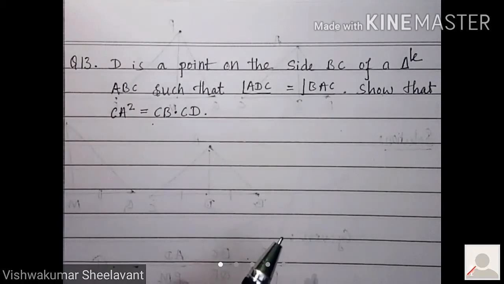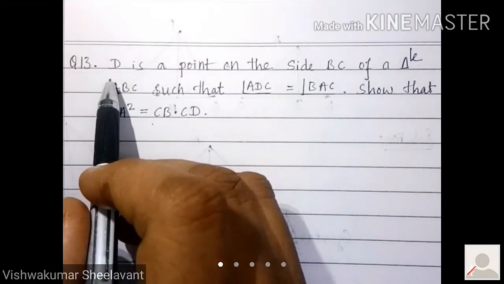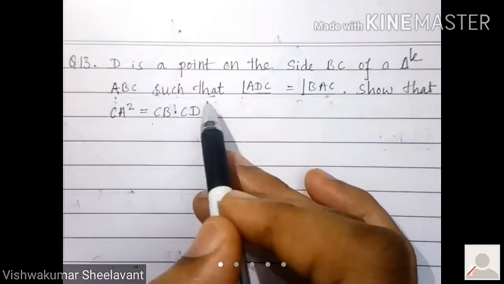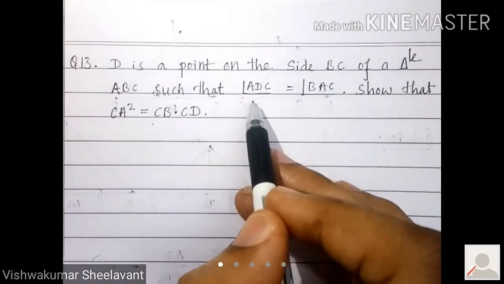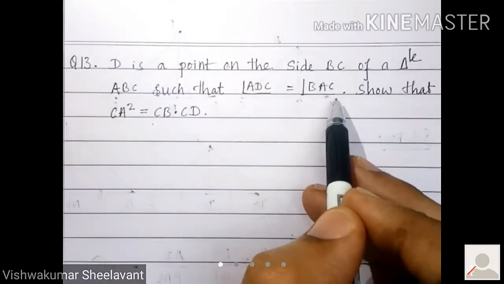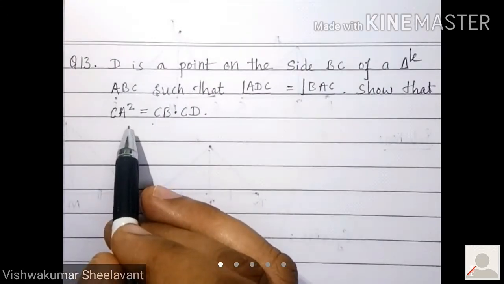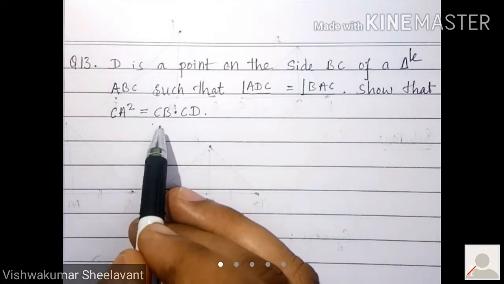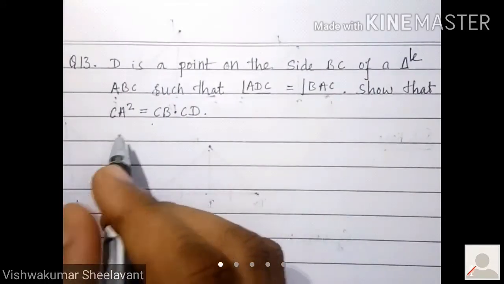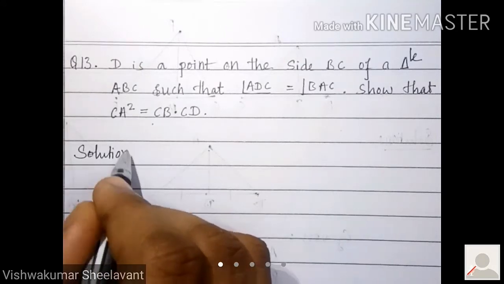Now see here, question number 13. D is a point on the side BC of a triangle ABC such that angle ADC equal to angle BAC. Show that CA square is equal to CB into CD. Figure is not given. We have to draw the figure on our own.